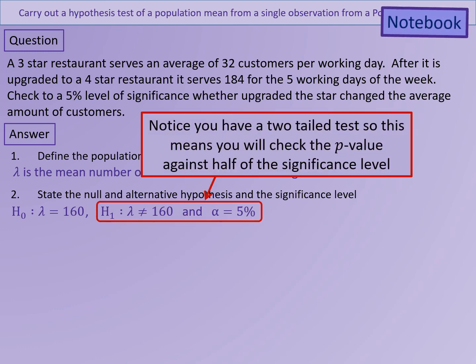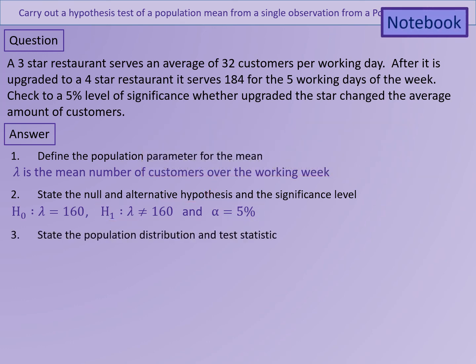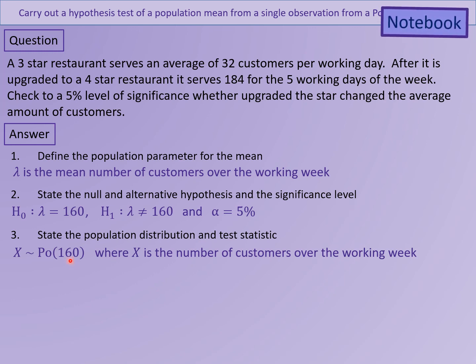Because we're going to be doing a two-tailed test, when we have calculated our p-value, we will be comparing to half of the significance level, so 2.5%. We're now going to state the population distribution and the test statistic. So the population distribution is that X is modelled with a Poisson distribution with a rate of 160. This is from the null hypothesis. And X is being defined as how many customers we have observed in a working week. So X will be this here, this 184.